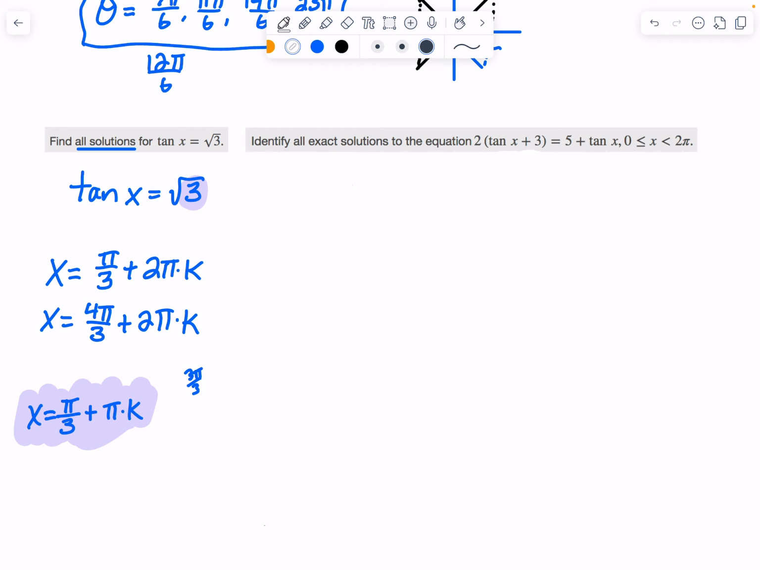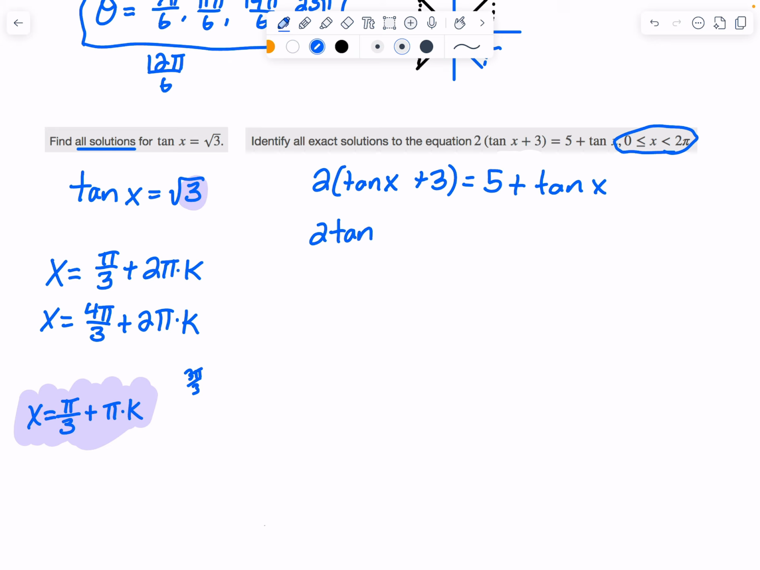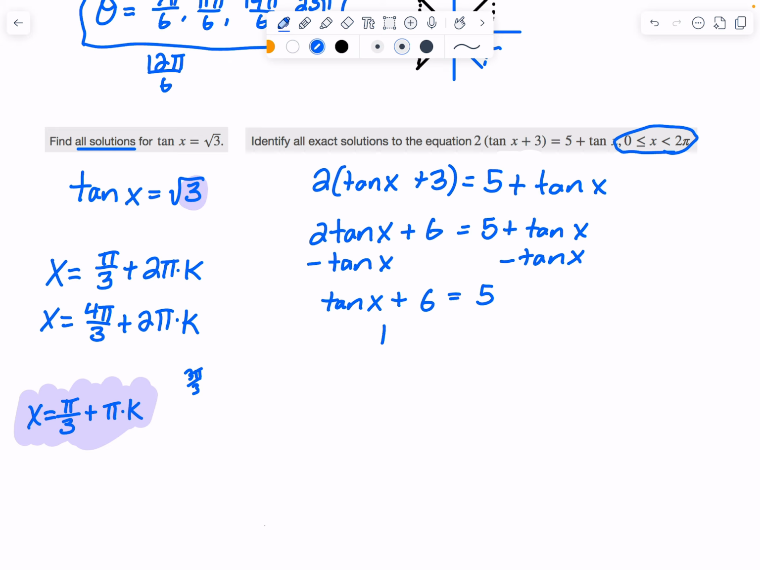So this next problem. Okay, we have 2 times tan x plus 3, the plus 3 is outside of the tan, equals 5 plus tan x. And then notice that we are looking for 1 revolution. Okay, equations work the same. The tan x is like playing our variable this time. So I get 2 tan x plus 6 equals 5 plus tan x. I'm going to minus tan x from both sides. So I get tan x plus 6 equals 5. And then minus 6 from both sides, I get tan x to be -1.